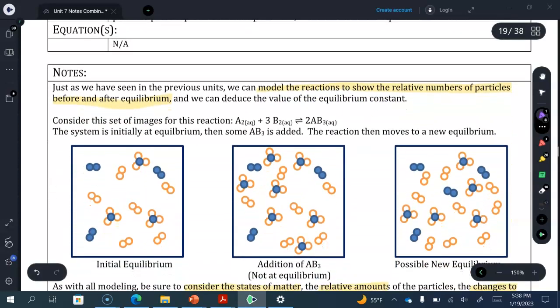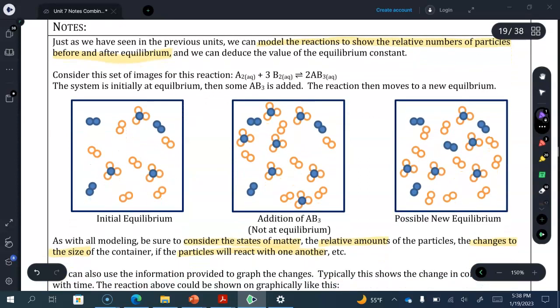Just as we have seen in the previous units, we can model the reaction to show the relative numbers of particles before and after equilibrium, and we can deduce the value of the equilibrium constant from that. Consider the set of images for this reaction. The system is initially at equilibrium, shown in the first image, and then some AB3 is added, shown in the second image. Then the reaction moves to a new equilibrium state, shown on the far right.